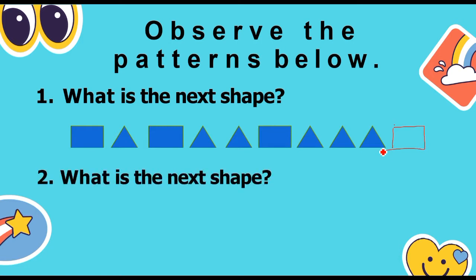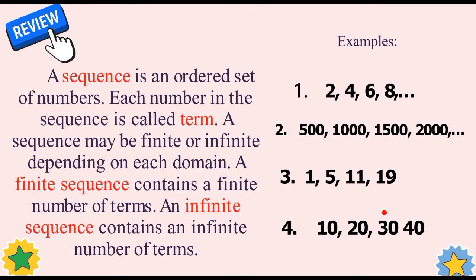Okay? Next, what is the next shape if we have this one? As you can see, yung unang figure natin ay triangle at meron siyang tatlong side. The other one ay mayroong 4 na side. Then, the next one ay mayroong 5 sides, which is pentagon. And then, we have hexagon. So, therefore, ang susunod niya ay 7-sided polygon. Okay? So, yan po ang susunod na shape.